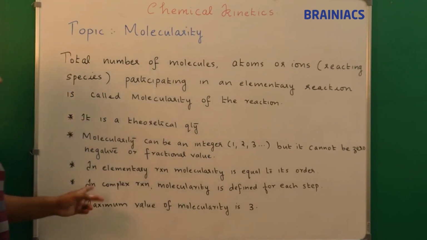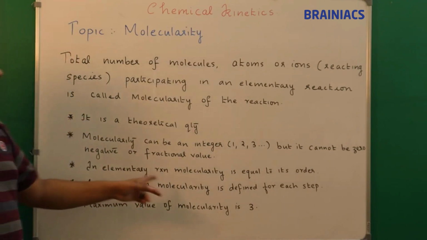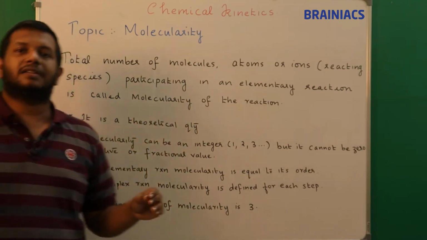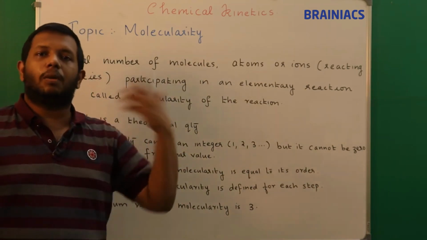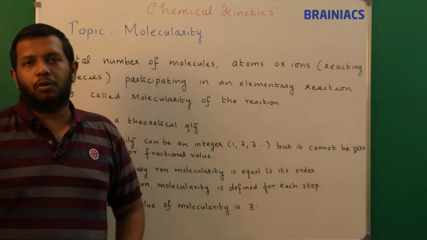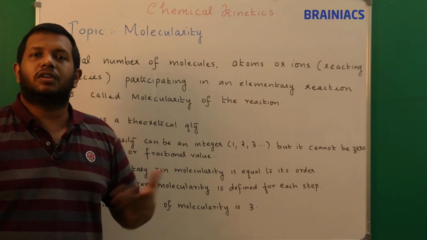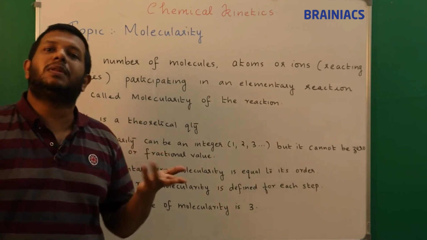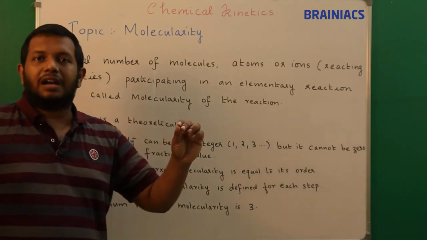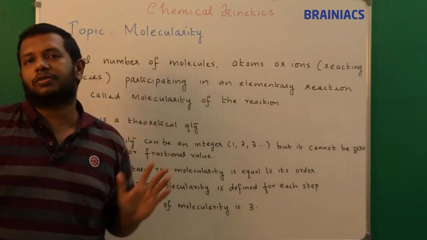Understood? So in an elementary reaction molecularity will be equal to its order. Now the last one: in a complex reaction the molecularity will be defined for each step. Normally this is not in the syllabus, but you can see in a complex reaction there are multiple steps, right? For each step we define the molecularity. And then some students used to say, sir, then what will be the molecularity of the whole reaction? So some books say that molecularity will be equal to the molecularity of the slowest step.